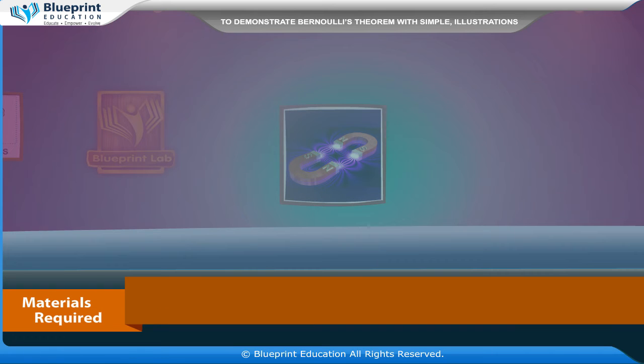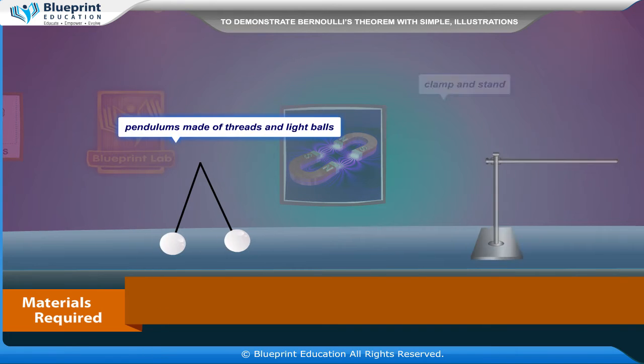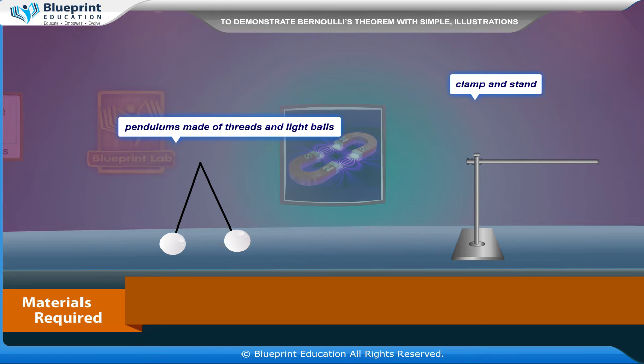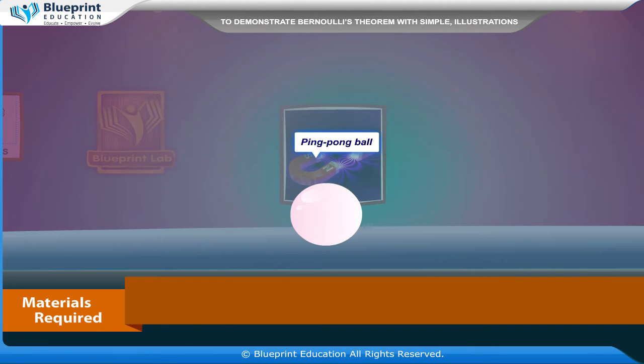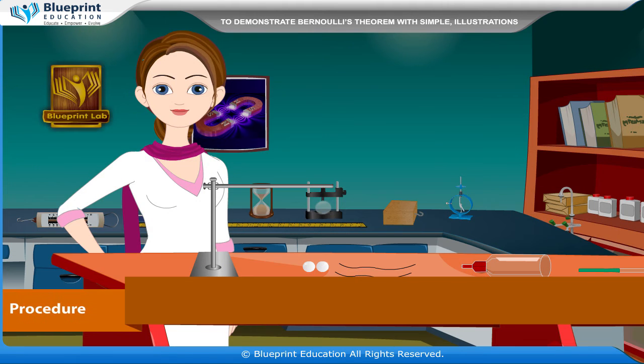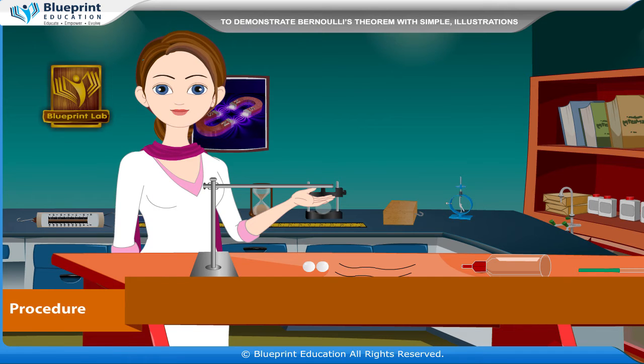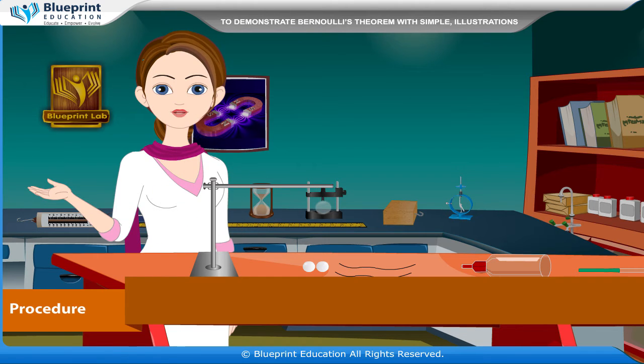The materials required are 2 simple pendulums made of threads and light balls, clamp and stand, a rubber tube attached to glass tube with narrow jet, air blower, ping pong ball. Procedure: there are 2 situations which can demonstrate this theorem.